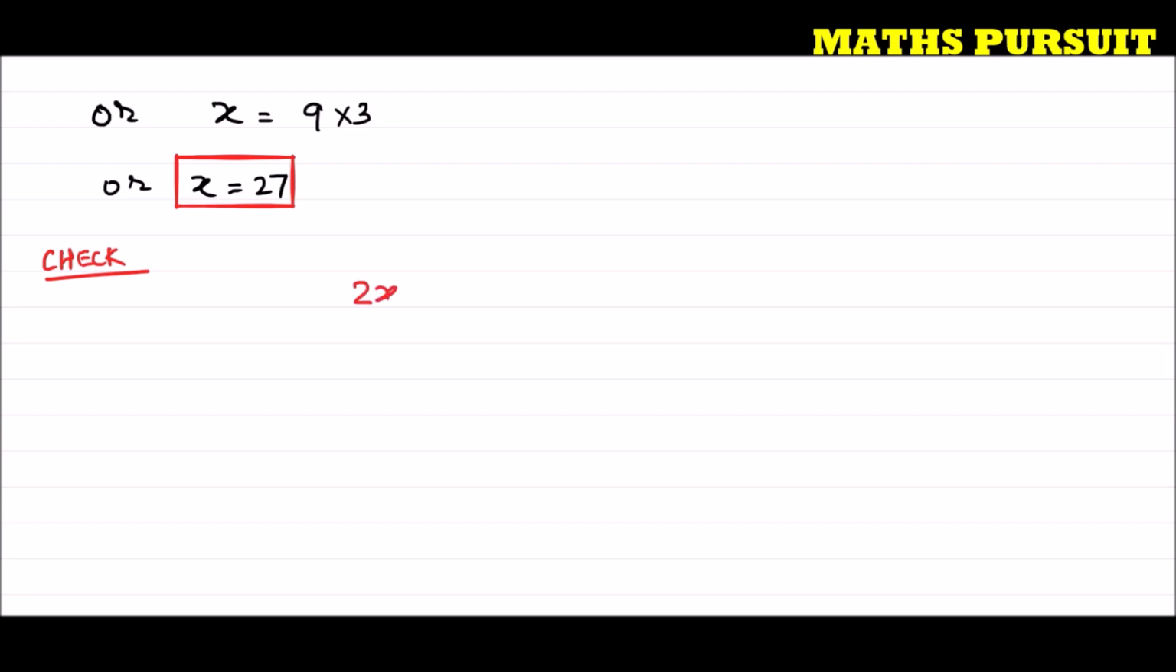The question has given us 2x upon 3 is equal to 18. We will start with the left hand side of this equation. The left hand side of this equation is 2x upon 3, and on the right hand side we have 18. We have picked up the left hand side as 2x upon 3.